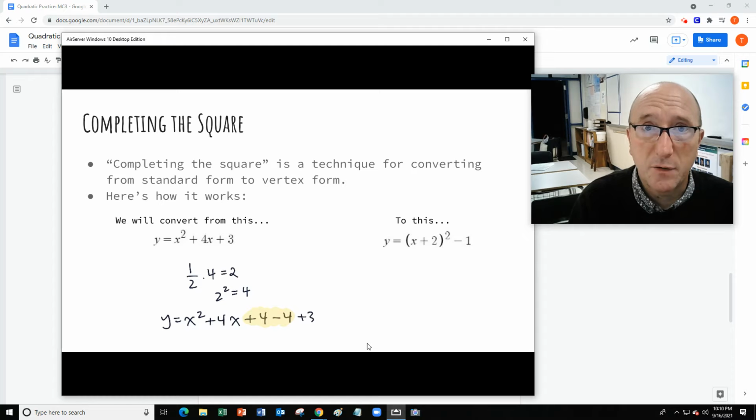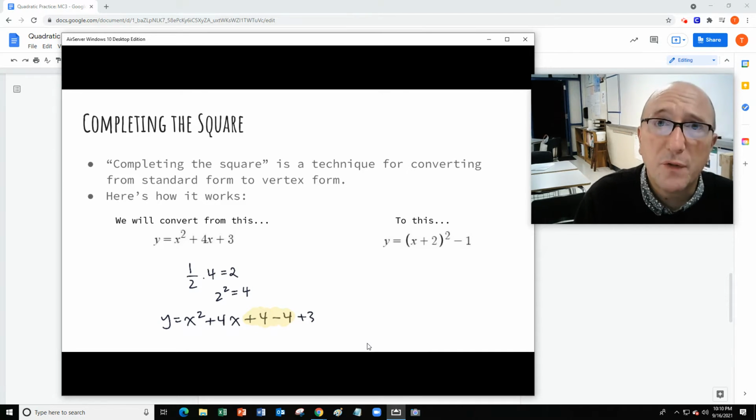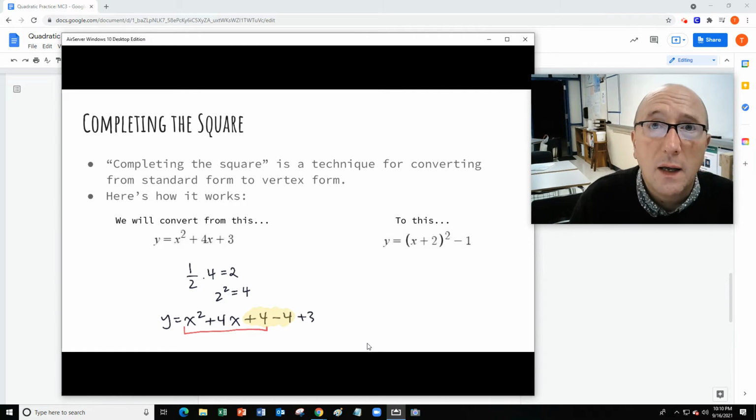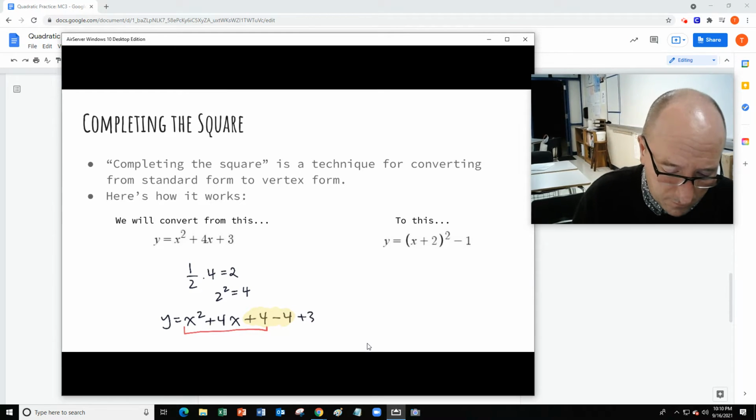So those are the standard form. y is equal to x squared plus 4x plus 3, and y is equal to x squared plus 4x plus 4 minus 4 plus 3 are the same exact things. But now, because I've added this creative 0 here, I have a perfect square on those first 3 terms. These first 3 terms right here are a perfect square. If you factored that, you'd get (x plus 2) squared.